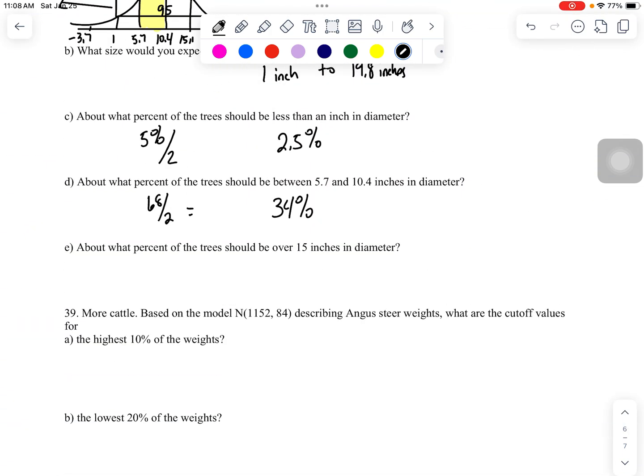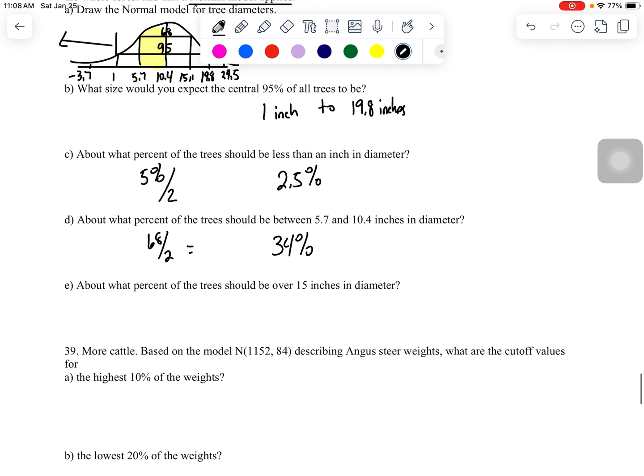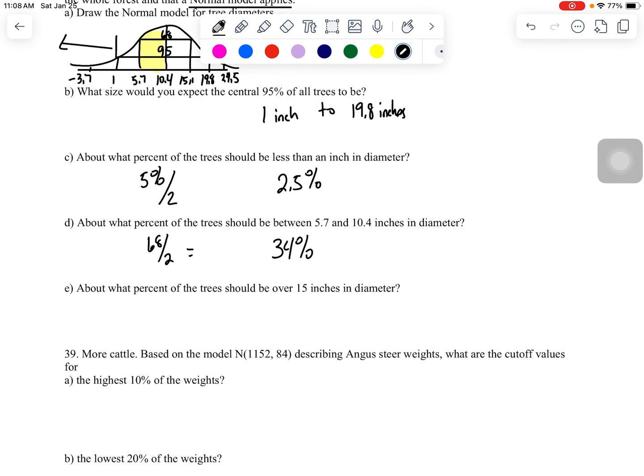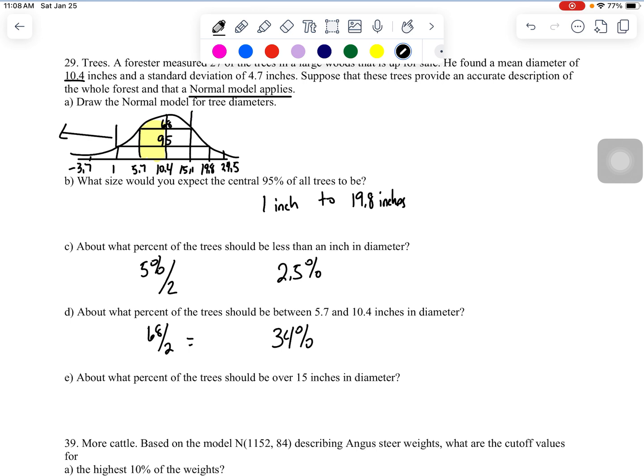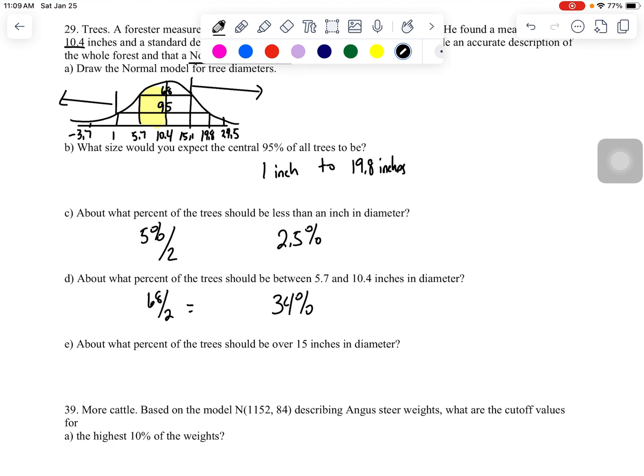And lastly, what percent of trees should be over 15 inches in diameter? 15 actually didn't fall right on a standard deviation for us, so we're going to take that opportunity to do it a different way. But there's 15 right there, so that is a 1 standard deviation tail, and we just need to get ingrained in our head that that's going to be 16%.